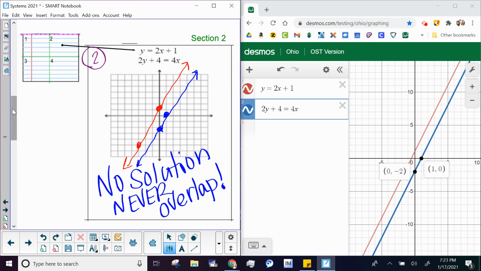Pause the video if you need to write anything down, if you need to finish drawing your graph, or write your no solution down on your paper.